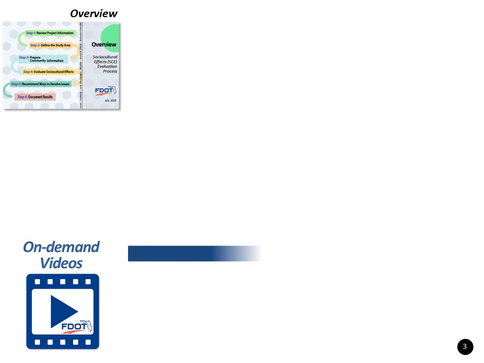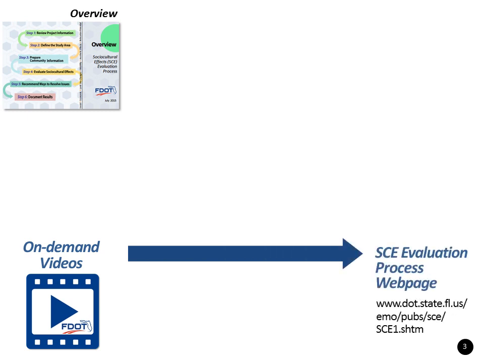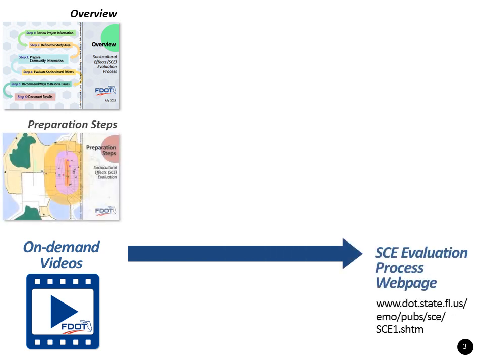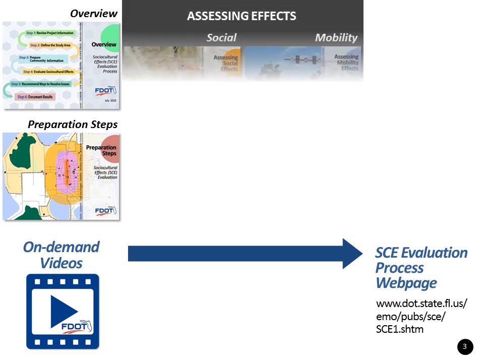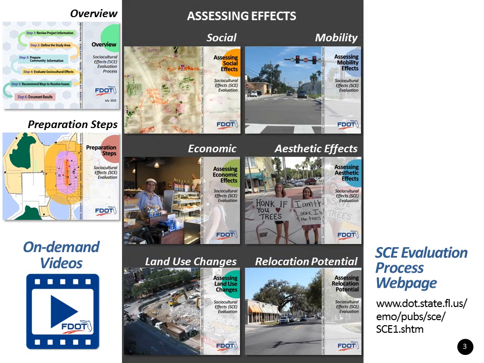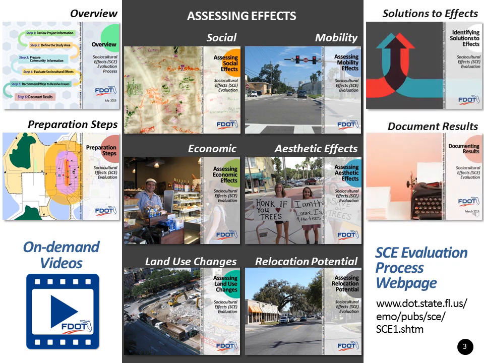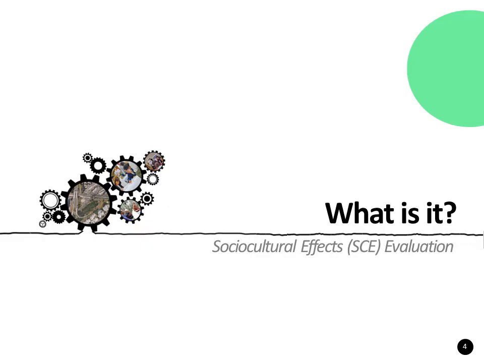The videos, which are available on the department's SCE Evaluation Process webpage, include instructions on how to prepare for an evaluation and assess potential effects, including specific considerations for the 6 SCE issues, and guidance on identifying solutions to effects and documenting the SCE evaluation results. To support the SCE evaluation process, videos on performing a project-level demographic analysis and environmental justice analysis are also available for viewing. Let's get started with what is SCE evaluation.